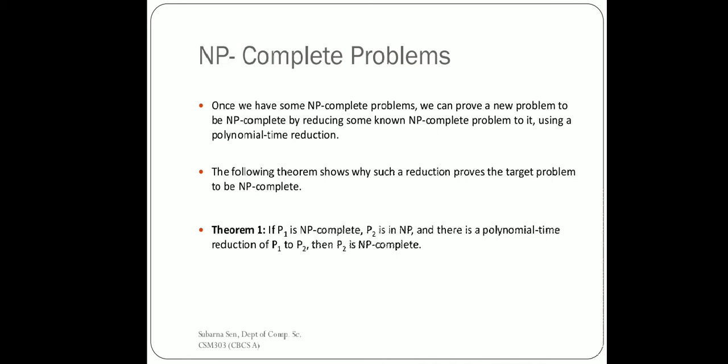Now what the theorem is saying here: if P1 is NP complete and P2 is in NP and there is a polynomial time reduction of P1 to P2, then P2 is NP complete. So you will say, okay, we know this fact. If P1 is already proven to be NP complete and P2 is in NP, then if there is a reduction algorithm of P1 to P2, that means if we can map P2 with P1, then since P1 is known to be NP complete, we can prove that P2 is NP complete as well. But we will just see the formal proof, how it would be done formally.